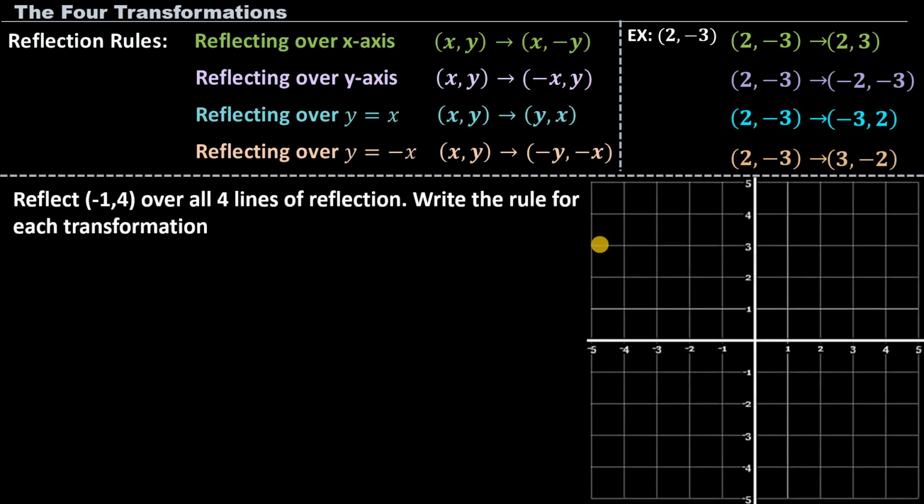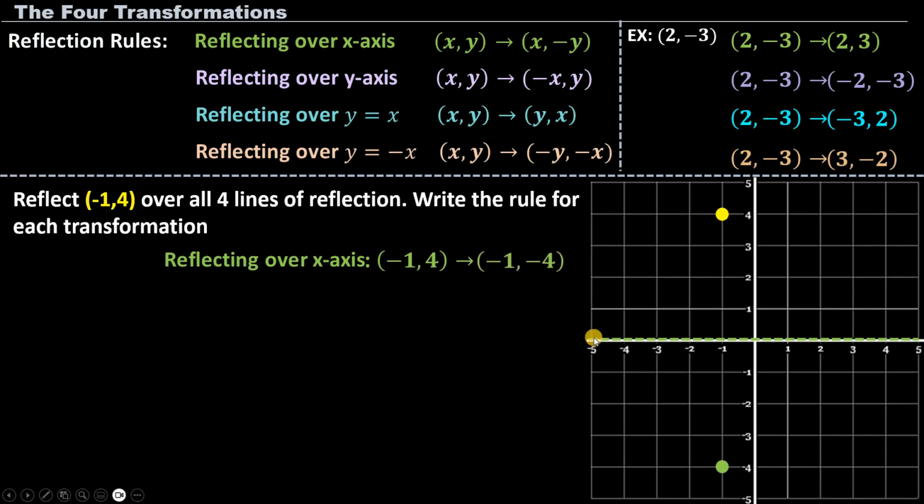If we want to see this visually, we're going to take the point (-1, 4) and reflect it over all 4 lines of reflection and write the rules for it. So if we're going over the x-axis, we're going to take (-1, 4) and reflect it over that horizontal line going left to right. So (-1, 4) would become (-1, -4). The y value would change. And then we see that the distance from the original point to the line is the same distance as the line of reflection to the new prime point, the image.